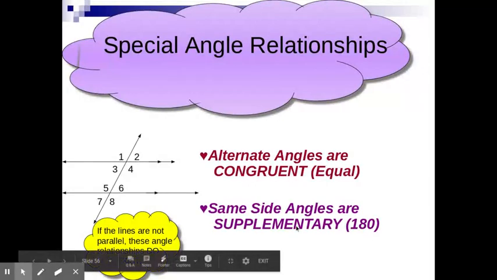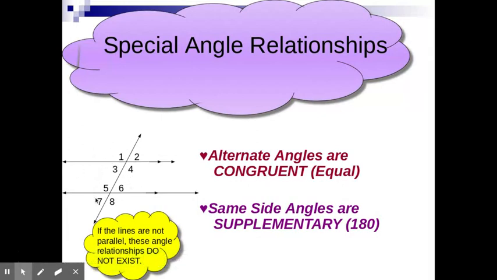And then also it's important to know if lines are not parallel, then these angle relationships do not exist. So if these aren't parallel, then there's no alternate angles or same side angles or any of that. It can't help you figure out any of it. They have to be parallel for this to work.